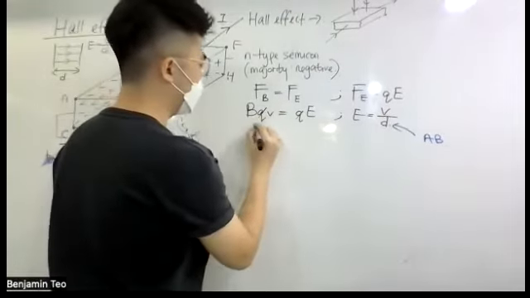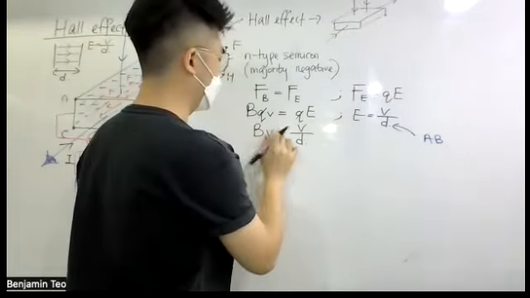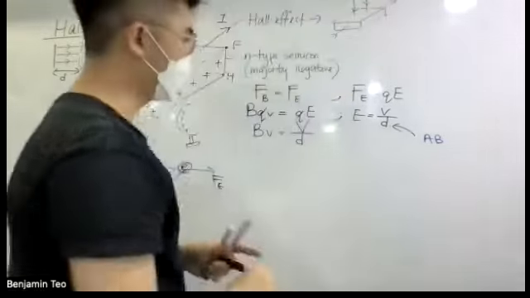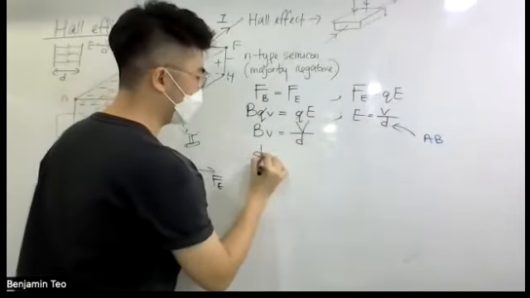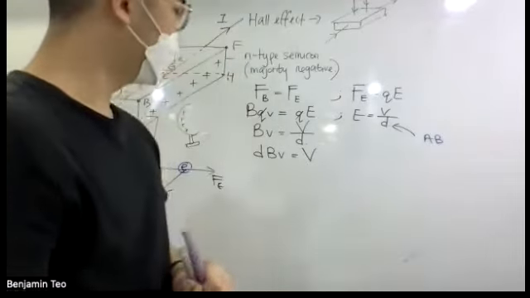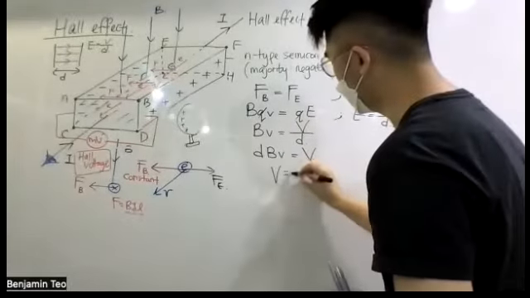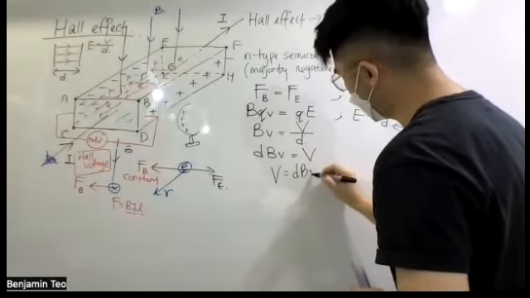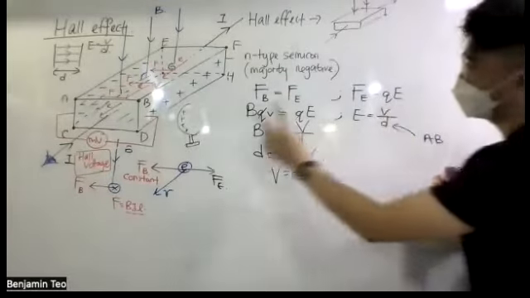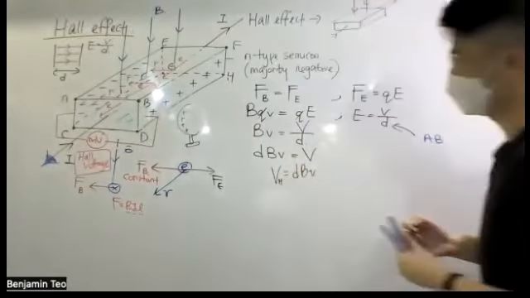Okay, cancel, cancel. BV equals V over d. This is voltage V over d. dBv equals V. I switch position. V equals dBv. That's the drift velocity. The potential difference, this V between the parallel plates, is also known as Hall voltage. So this is VH equals dBv.